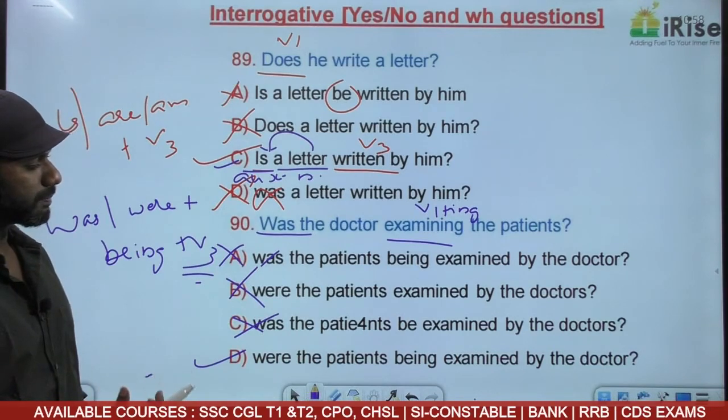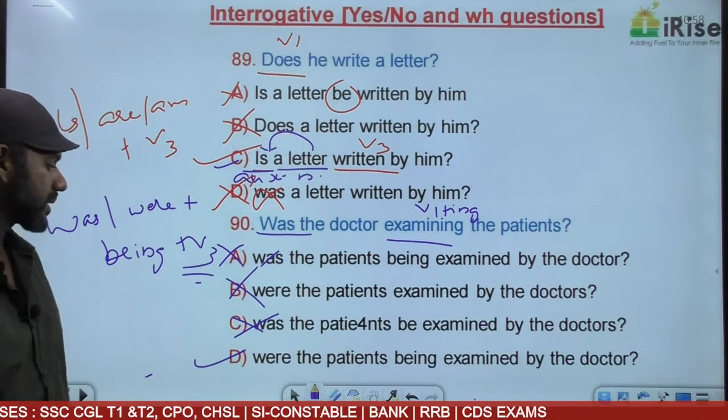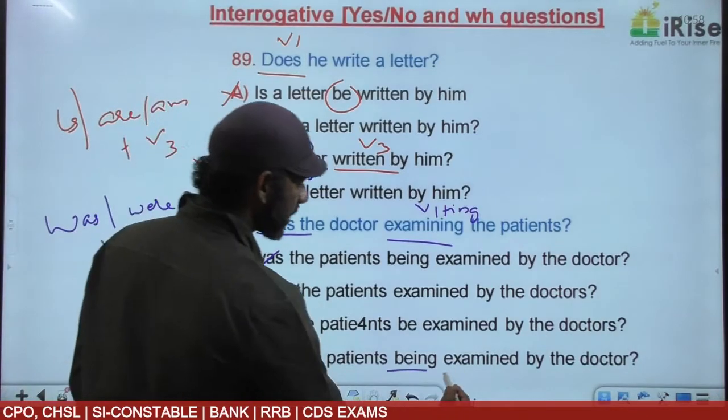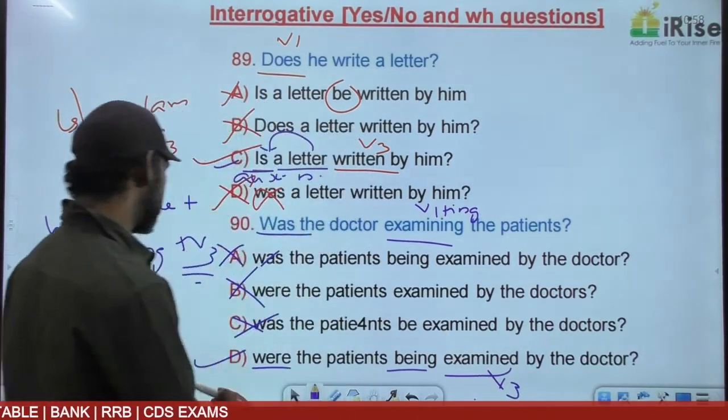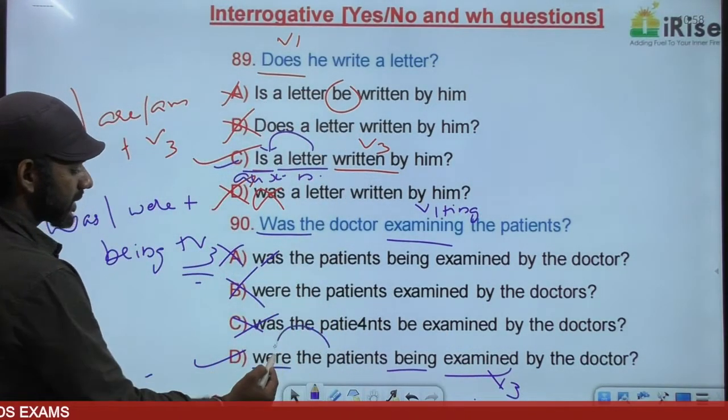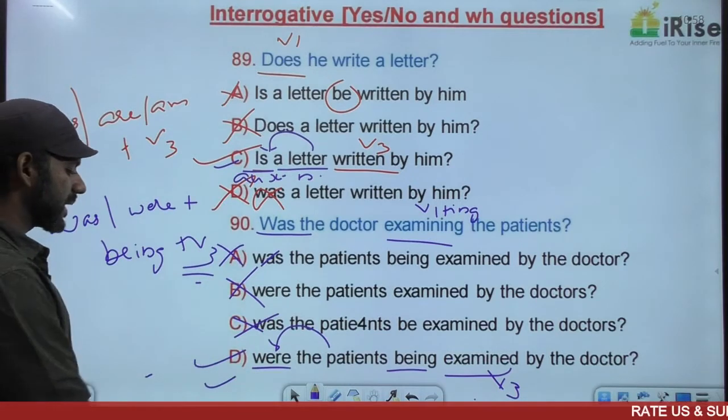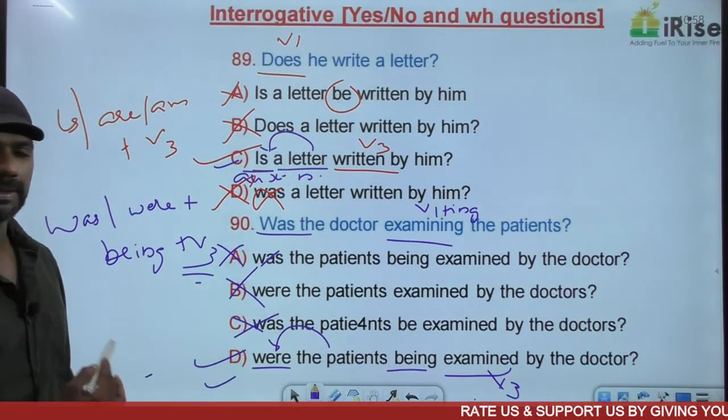Were the patients being examined by the doctor? Were plus being plus V3, past continuous in the passive voice. The auxiliary verb is coming before the noun. That is also fine, grammatically correct. The answer must be option D.